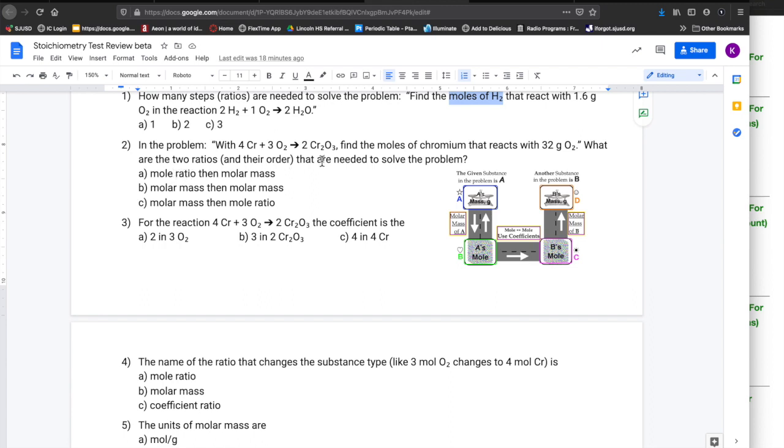Okay, with this problem, where again, our job is this is what we want. We want moles of chromium is where we're going. So we're going down here. And we're starting with grams of O2. So that's where we're starting. So where would we go with this? And that is use molar mass in your first conversion. So we're going to use molar mass in our first conversion.